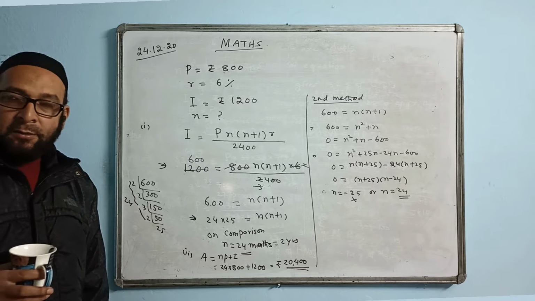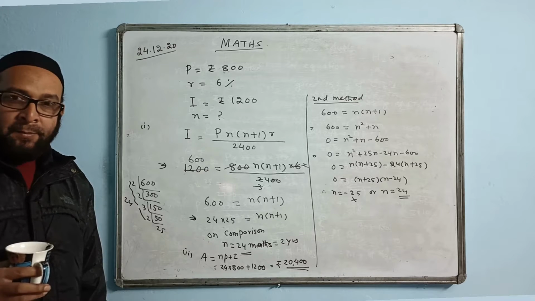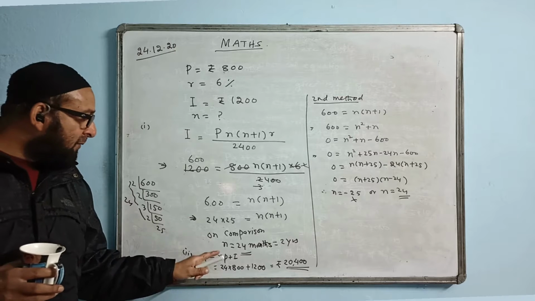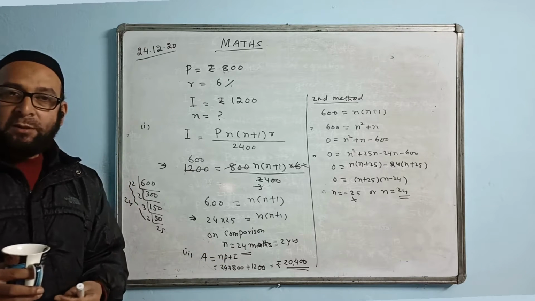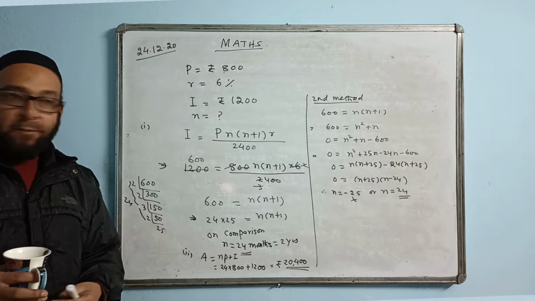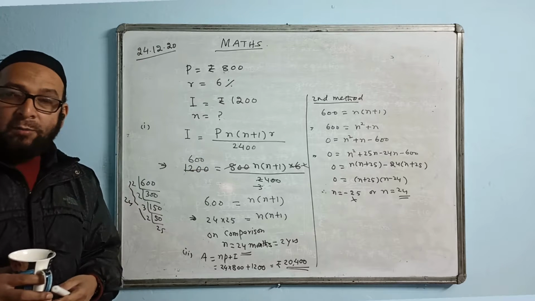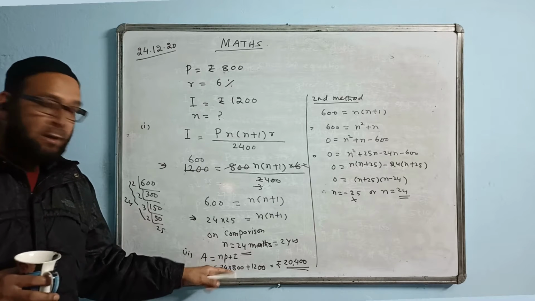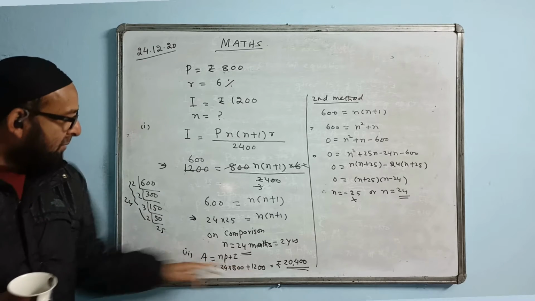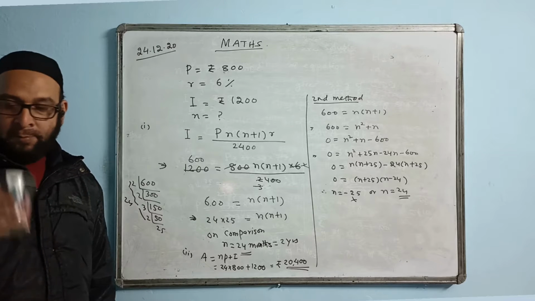Did you understand? Your sum deposited will be N into P. It's not only P. P is 1 month. No, 1 month's money is 800 rupees. But you are paying for 24 months. How much actual money have you deposited? 24 into 800. That's what we are doing here. So this is the principal, plus the interest will make an amount.